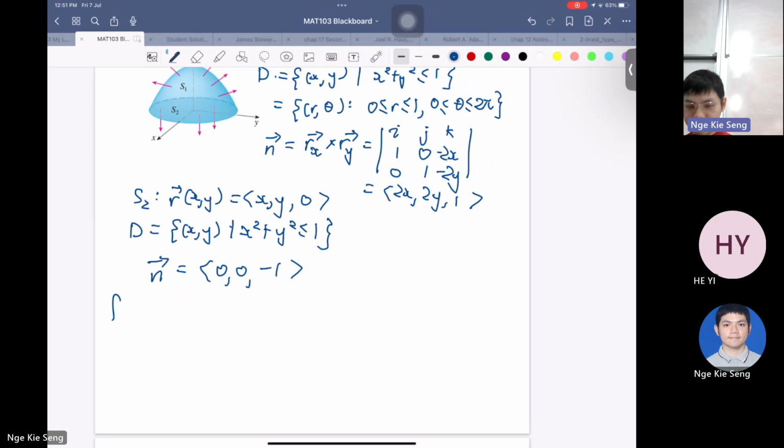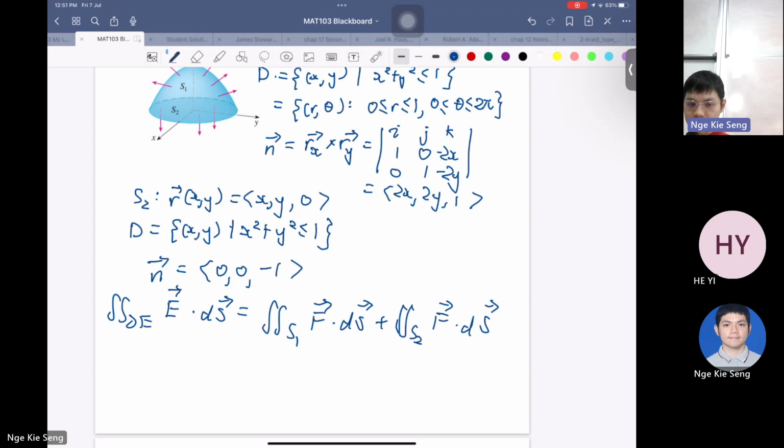So let's compute this integral here. This surface integral splits into S1 and S2, and let's do S1 first. What's this surface integral here? It is the integral over D of F dot the normal vector to the tangent plane, dA.